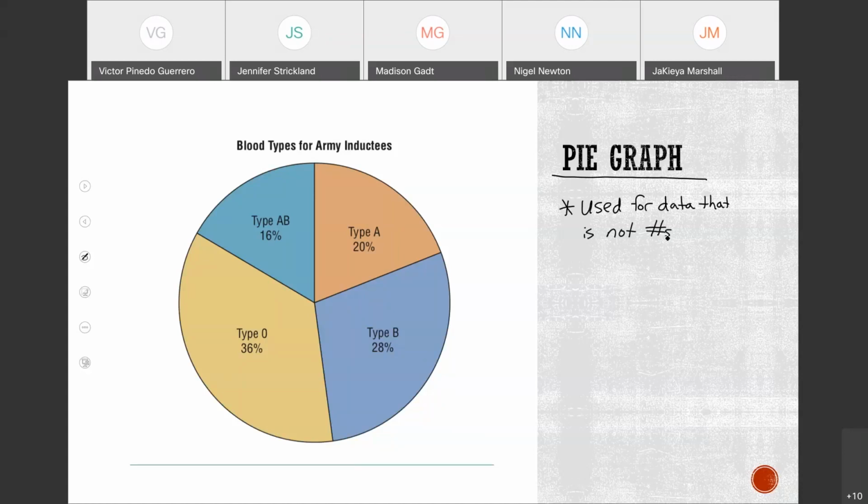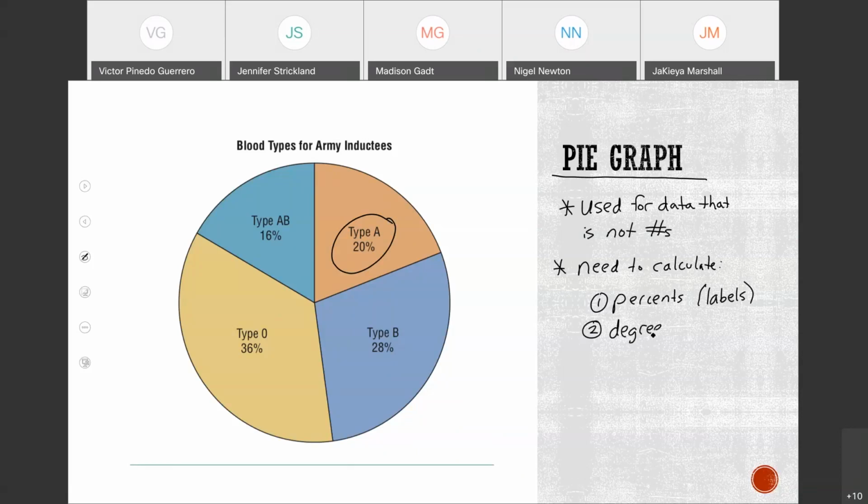All right, and then in order to draw the pie graph, you're going to need to do two calculations. You will need to calculate the percents. And you can see those on the labels over here, right? So the percents go on the labels. And you're also going to have to calculate the degree measurement, and that's going to tell you how big to draw each piece of the pie.